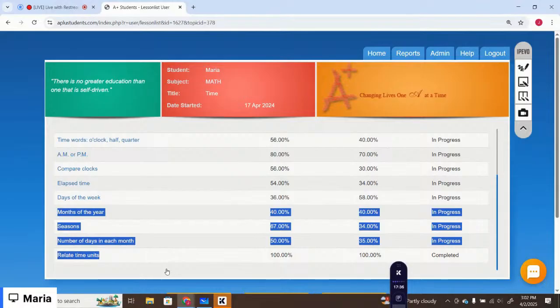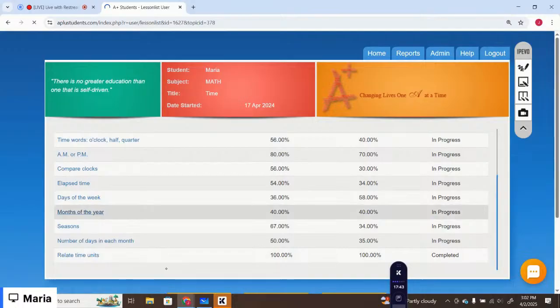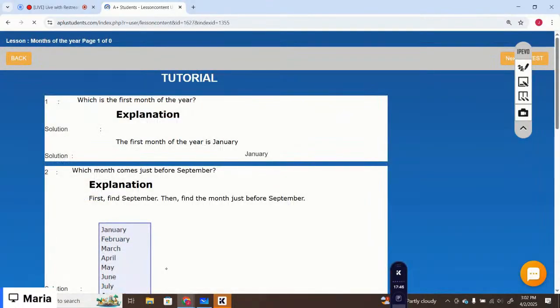In grade 2 math, the chapter we are on right now is time. Let's just start with the lesson that is months of the year. Which is the first month of the year? The first month of the year is January.